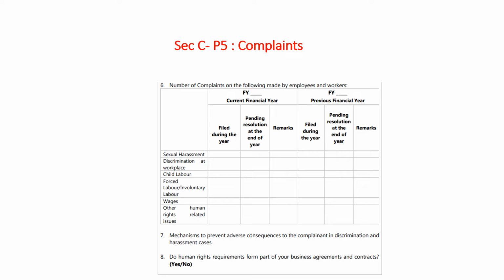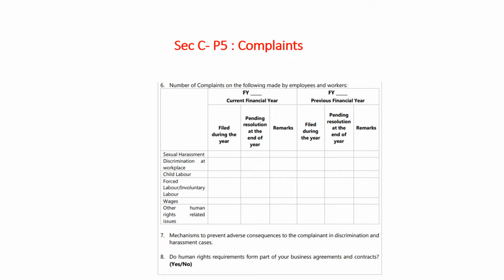What is the mechanism available to prevent adverse consequences to the complainant? If somebody is complaining, he or she should not be made a victim where you are discriminating and punishing. All that should not happen. And what is the mechanism available to address that part?